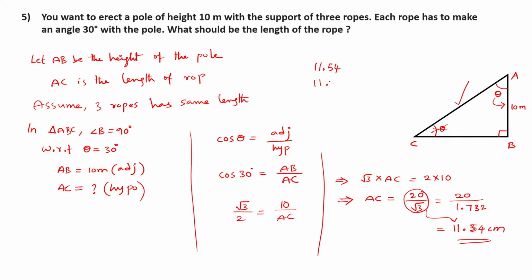So the remaining two lengths are also 11.54. He did not ask for the total length of the rope. He told us to find the length of the rope simply. So that's why we found one rope length, that is 11.54 or 20 by root 3. So that's all for the fifth question.